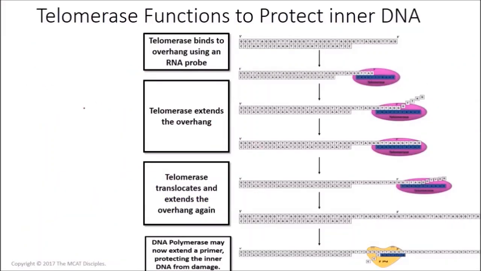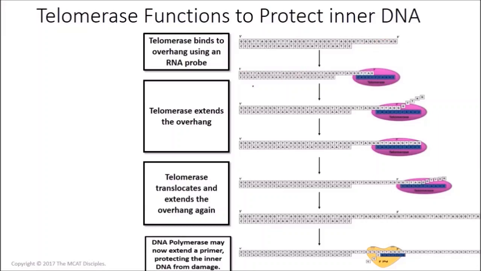Telomerase functions to protect inner DNA. Again, I want to stress the fact that this telomerase enzyme is not present in most cells. In fact, it's present in very few cells. But this will function to help in some cells. What telomerase will do is it'll bind to this overhang region, and it will extend it. It'll extend it using an RNA probe.